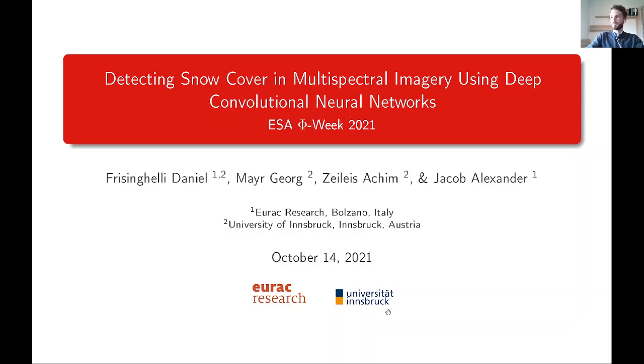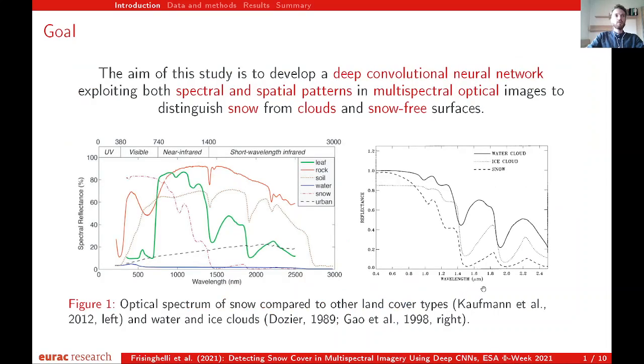The aim of this study is to develop a deep convolutional neural network exploiting both spectral and spatial patterns in multispectral optical images to distinguish snow from clouds and snow-free surfaces. The reason for using optical images is the characteristic spectral signature of snow in the optical wavelengths, where however a major challenge is the spectral similarity between snow and both water and ice clouds, which complicates their automatic discrimination.